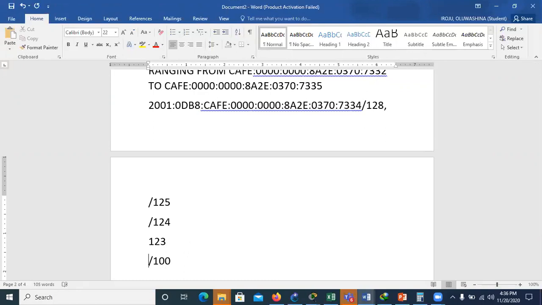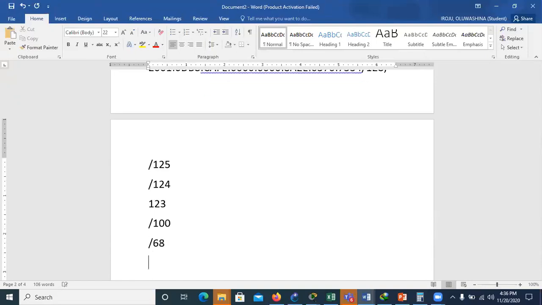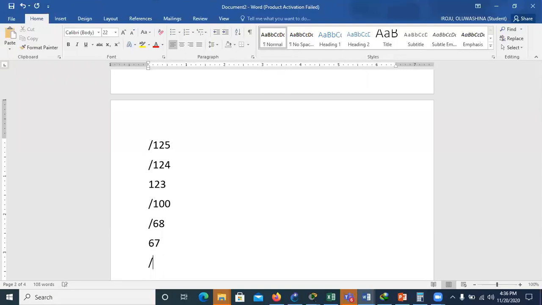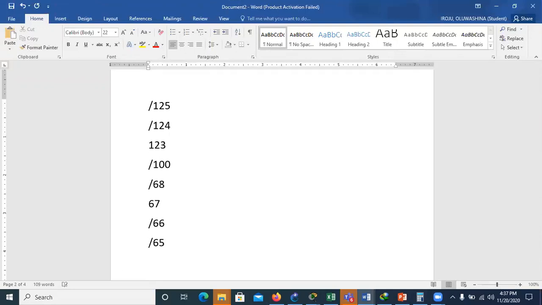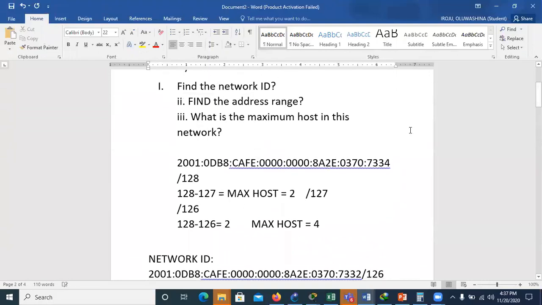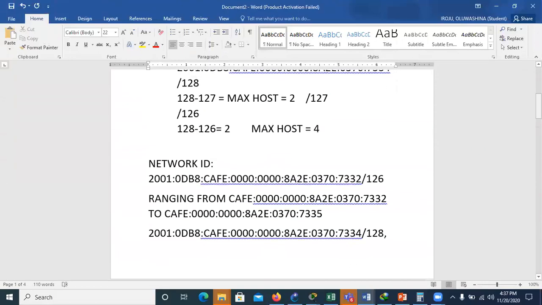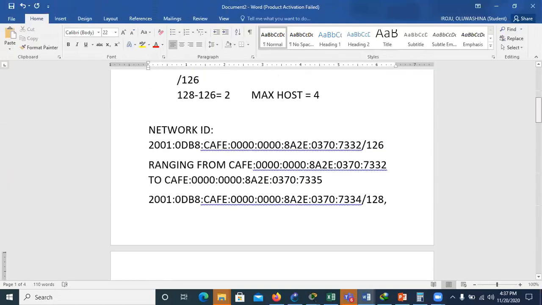you yourself can choose to do the rest. So I will just move to /68, /67, /66, /65 and /64. So here, using the same method that I explained, use it to get only the maximum host in the network. Now, using this IP address /128, get the number of hosts in the network listed below. Let me just put it here.